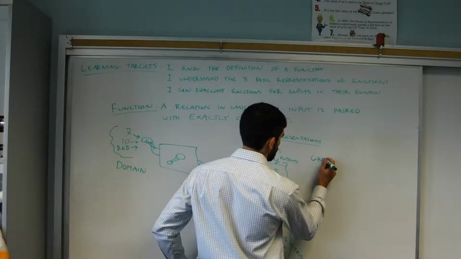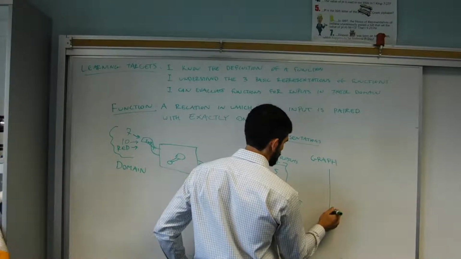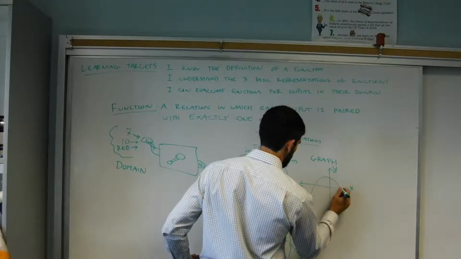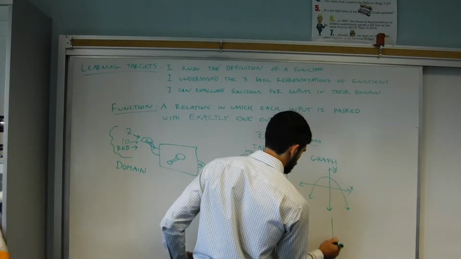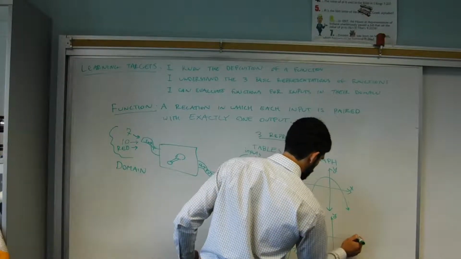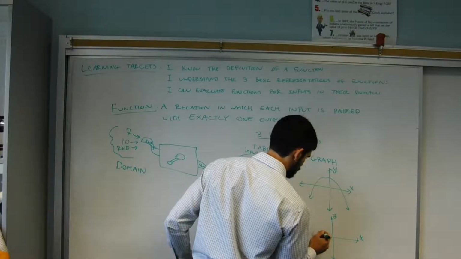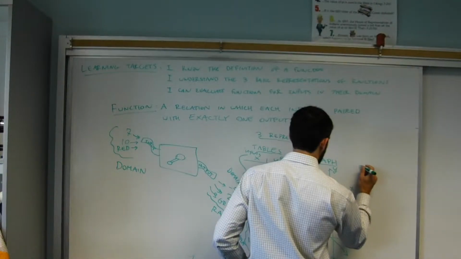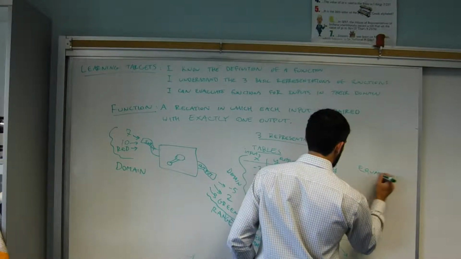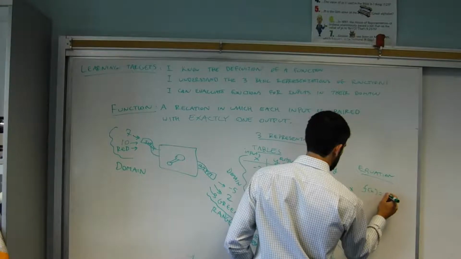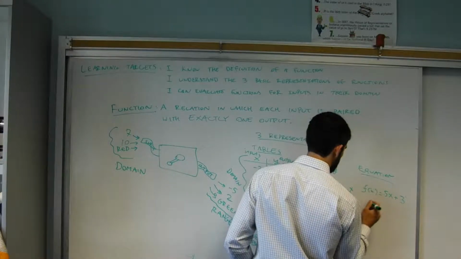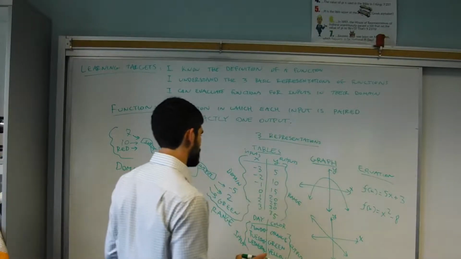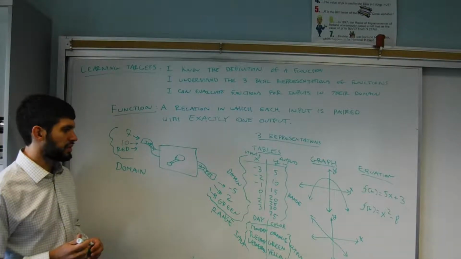Representation number 2 would be a graph. So a graph of a function could look like this. Or could look like this, for example. Or we could have an equation. So an equation would be like f of x is equal to 5x plus 3. You could have f of x is equal to x squared minus 8, for example. So those are our 3 representations.